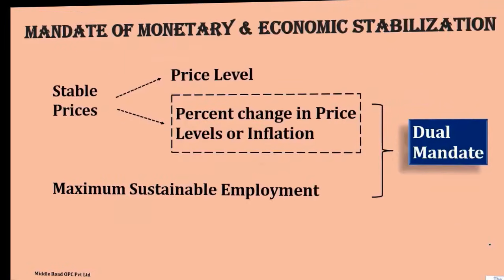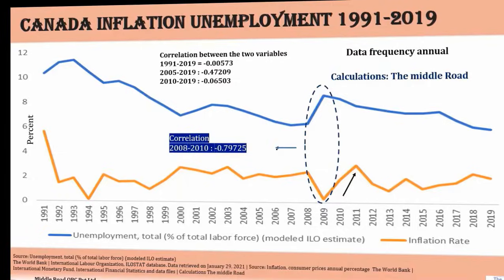Like I spoke before, in the dual mandate, stable prices could mean the price level, but this is more difficult to target, and people easily target inflation. You could look at Canada, just to give you an example of how inflation and unemployment have moved over a period of time. This is the correlation analysis. In the next slide, as we look at the Phillips curve, we'll see why this correlation is there. They are negatively correlated by almost 80%, 0.8.